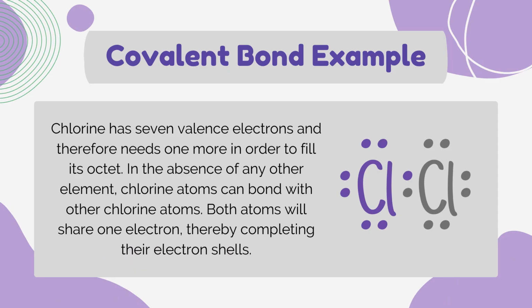Chlorine has 7 valence electrons and therefore needs one more in order to fill the octet. The octet rule is that atoms have 8 electrons in the outermost energy level. So we have two non-metals like chlorine. They share their electrons together to have 8 electrons in the outer shell.